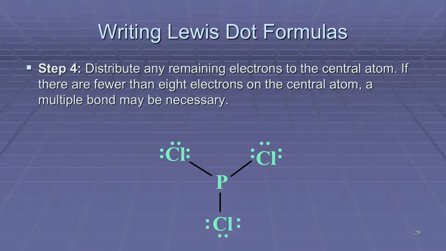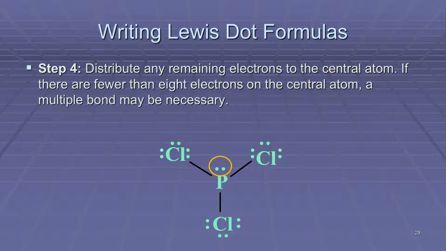So my final step is to distribute any remaining electrons to the central atom. If there aren't enough electrons on the central atom, even after you do that, you may have to have a multiple bond. So in this case, because I have 2 electrons left, I can put them on the phosphorus. And so now phosphorus has 8, and each of the chlorines has 8, and so everybody's satisfied.